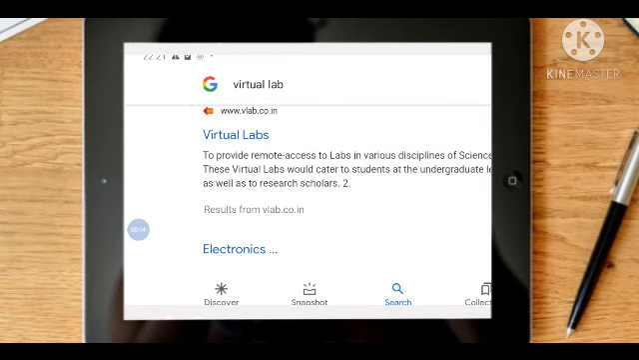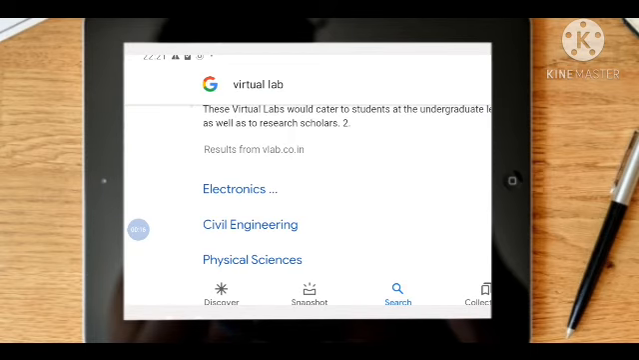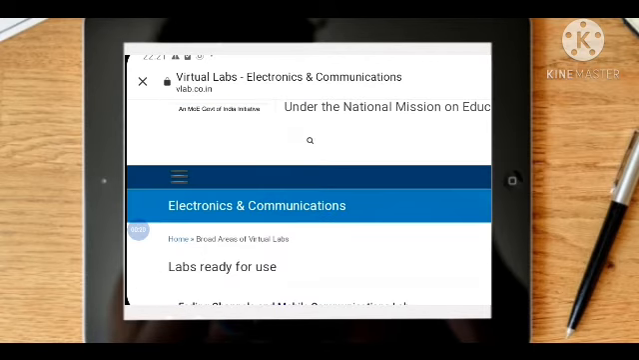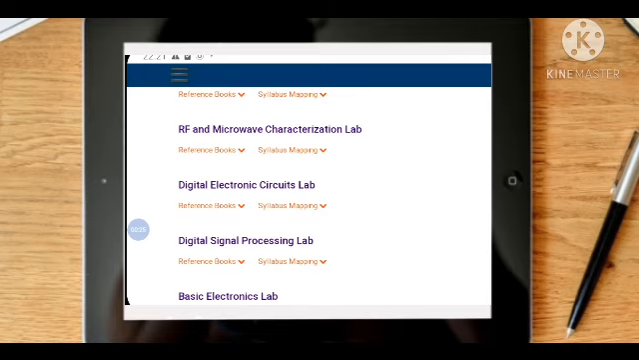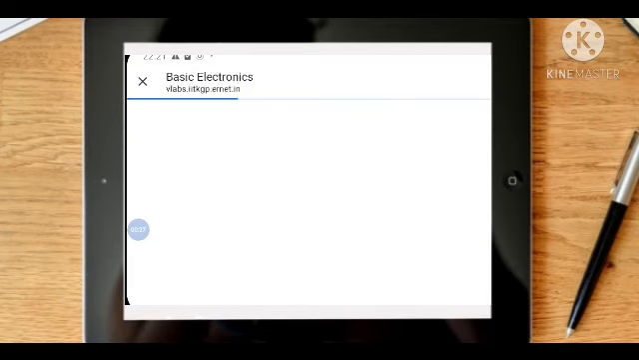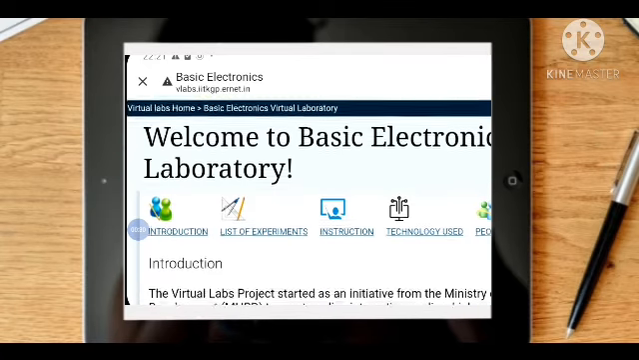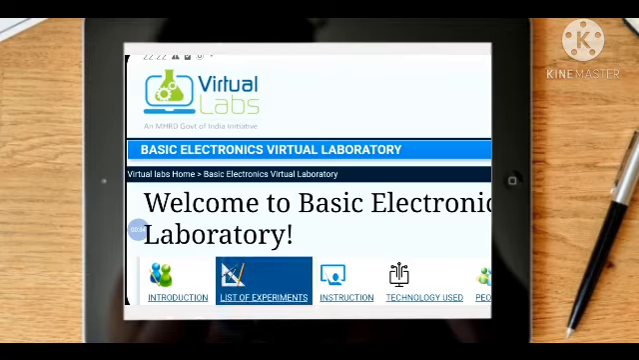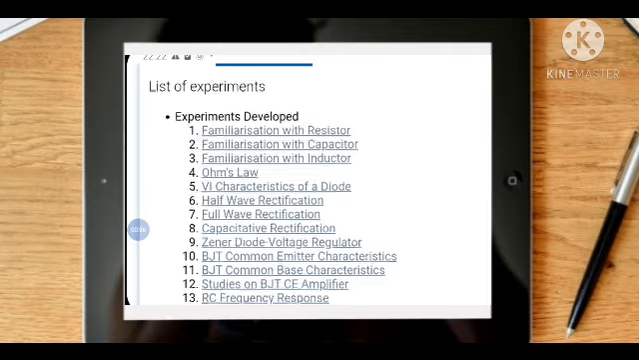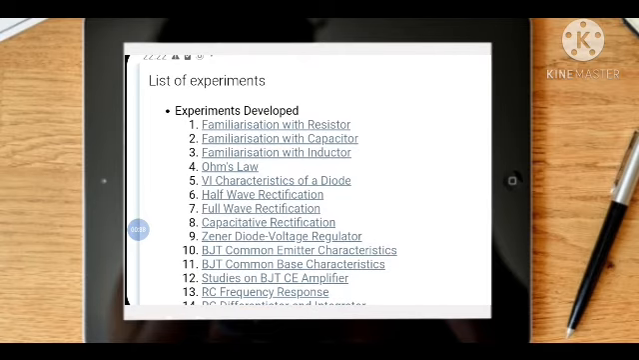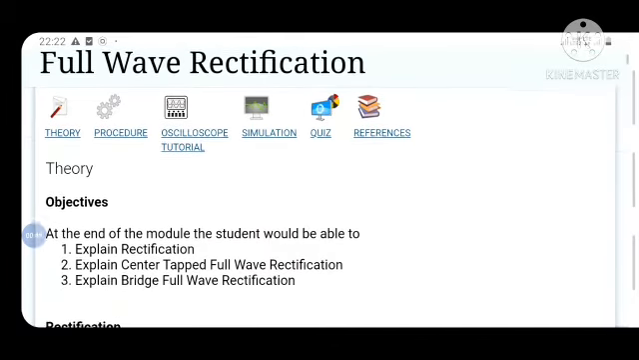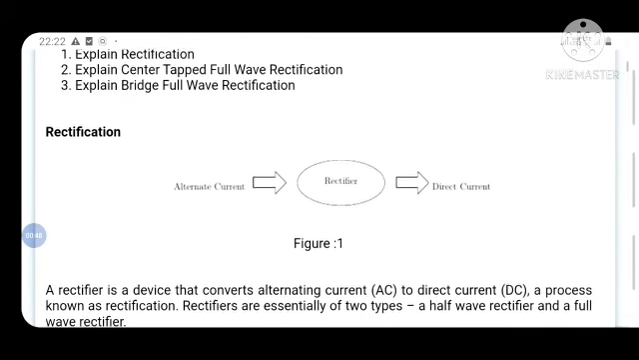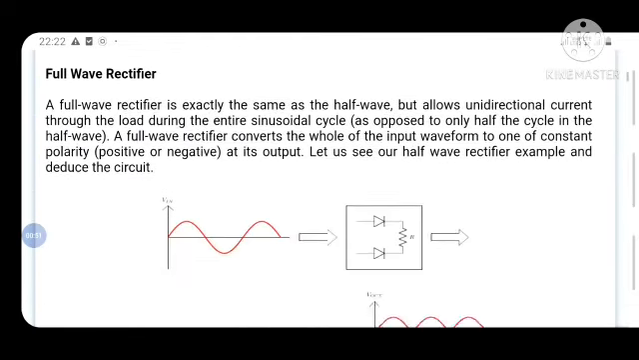You have to select Electronics and Telecommunication Engineering. Now scroll down and select Basic Electronics Lab. Go to List of Experiments. Select Full Wave Rectifier. You can read this objectives part, that is, at the end of the experiment what you are going to learn.